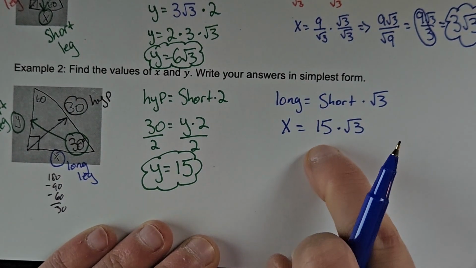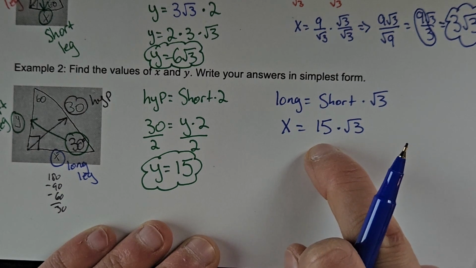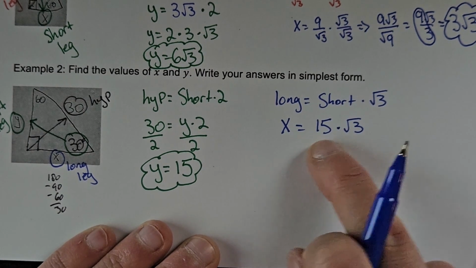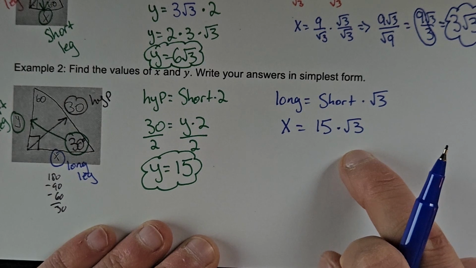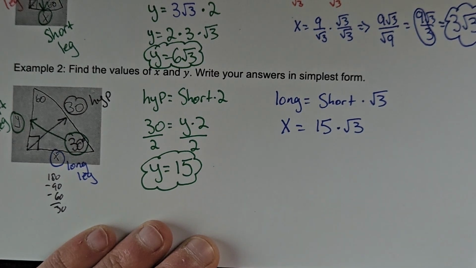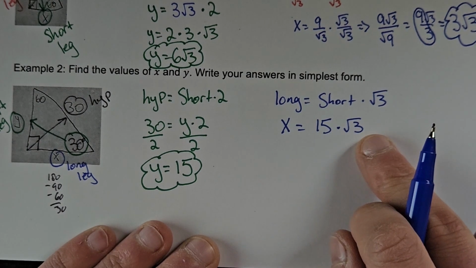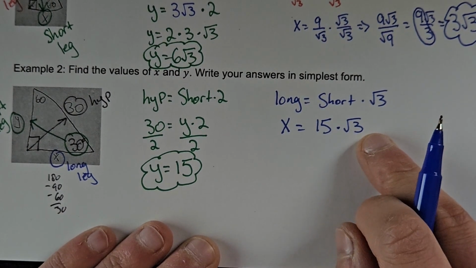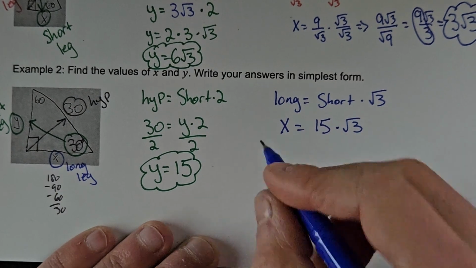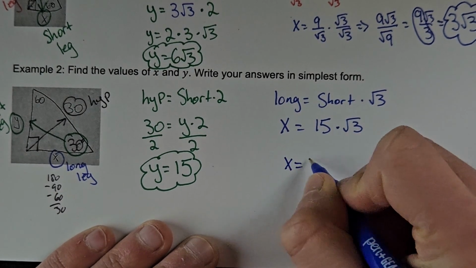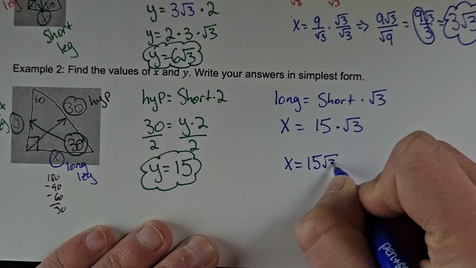Now, since 15 is on the outside of that square root, I don't have to simplify anything, especially since it's not over a fraction. And I can't reduce 3 down because it is as small as it can get before it just starts being a decimal. So that means my x will just end up being 15 square root of 3.